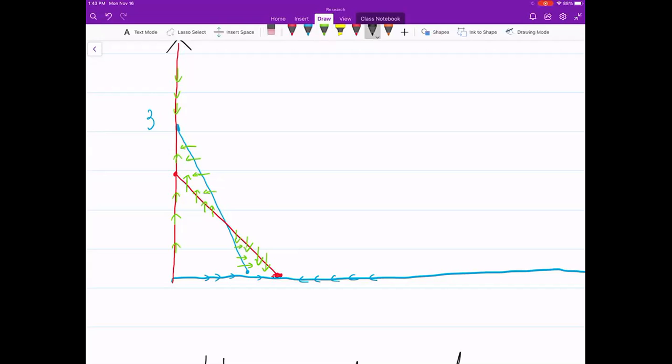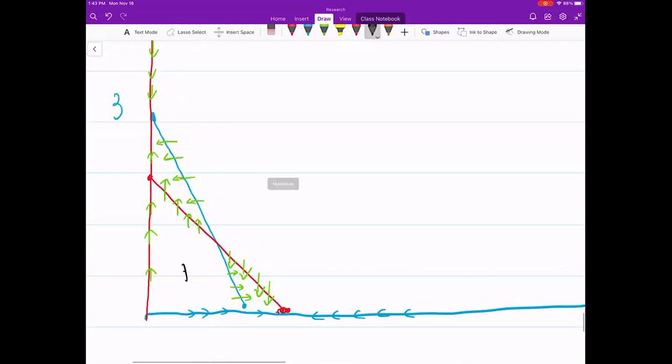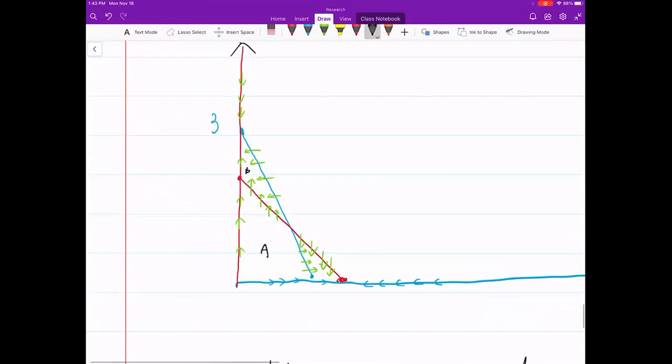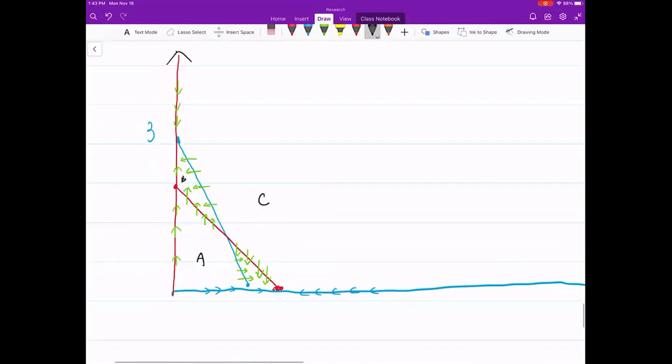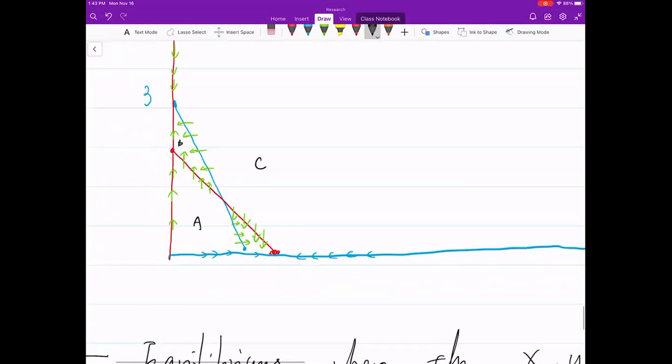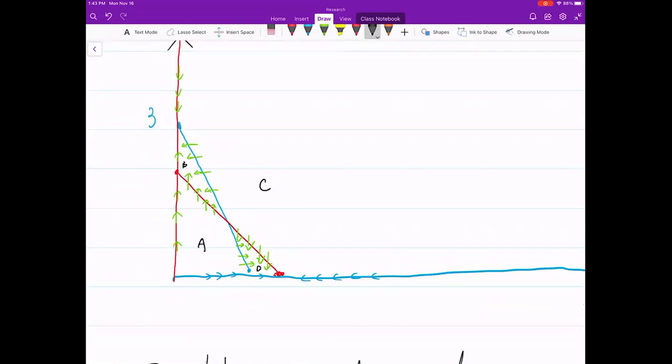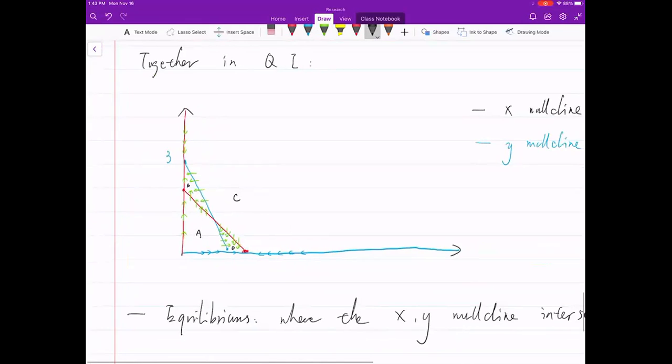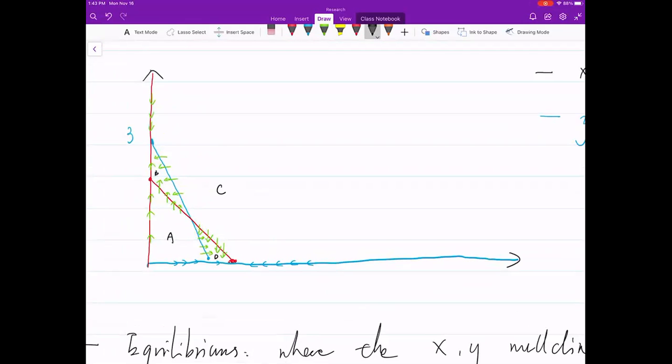Now, take a look. What's going to happen to all these solutions? Well, do you see, in quadrant 1, you have 4 regions. This region here. This region here. This region here. This is the best I can do. And this region here. Okay. Now, how does your solution behave? Where does your solution end? Really depends on where you start. Do you start in region A? Do you start in region B? Do you start in region C? And do you start in region D?